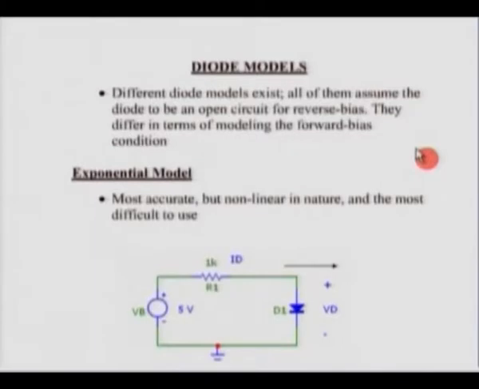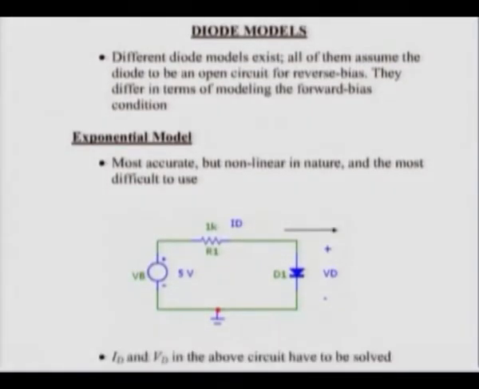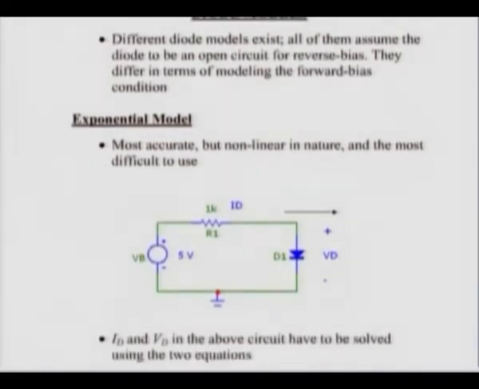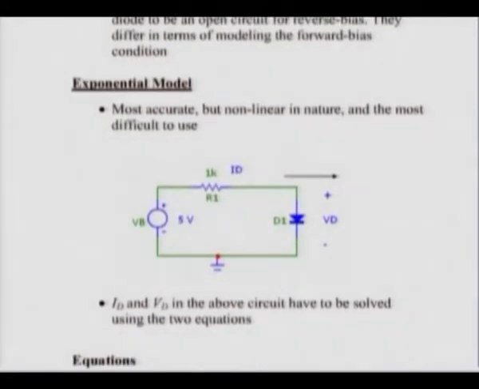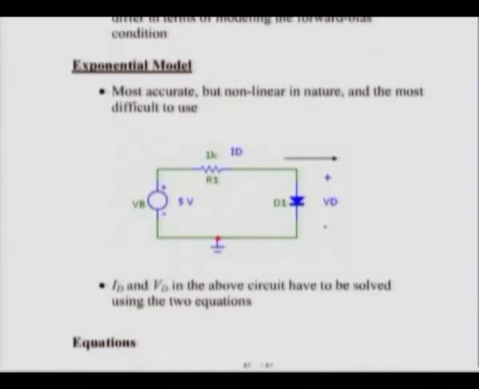Now, before we look at some simple wave shaping circuits, let us look at diode models. There are different diode models, all of them assume the diode to be an open circuit for reverse bias. They all differ in the way the forward bias region is modeled.